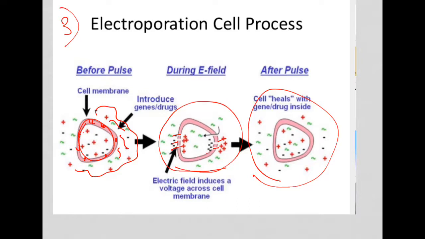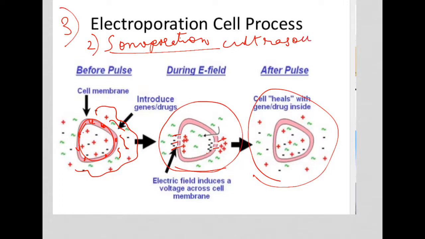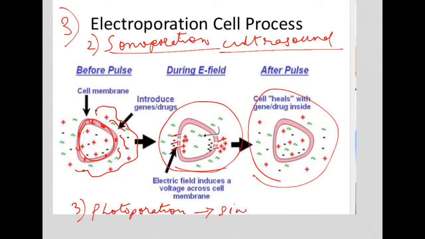There is another method called sonoporation, where ultrasound is used to temporarily permeabilize the cell membrane to allow cellular uptake of DNA. There is another method called photoporation, where a single laser pulse is used to generate transient pores.